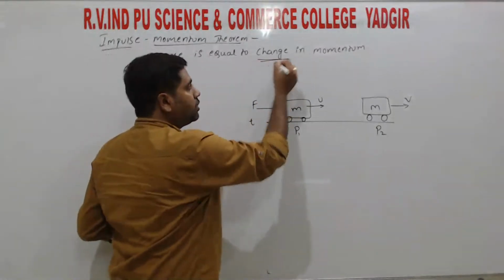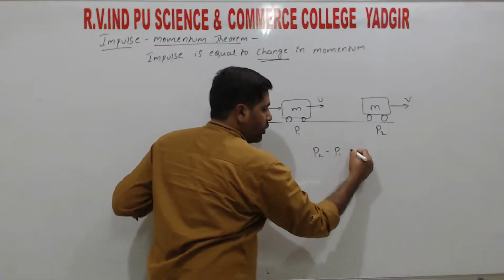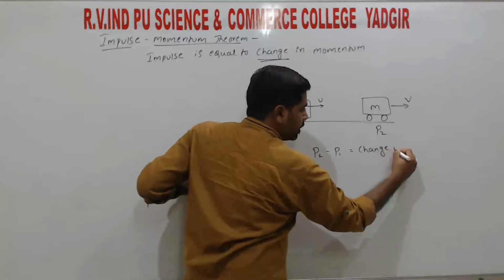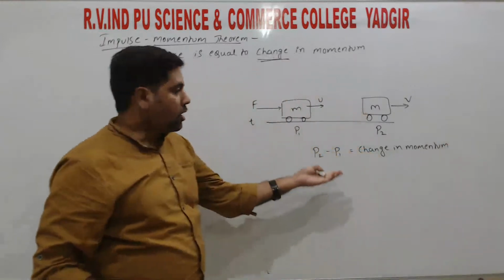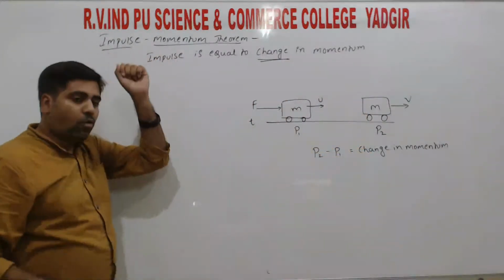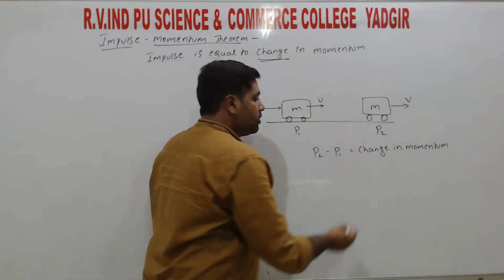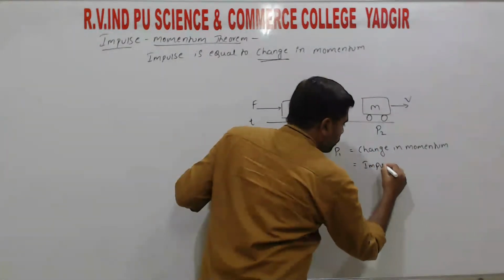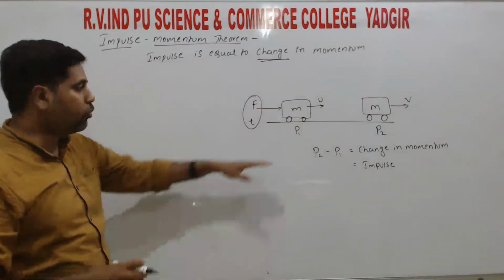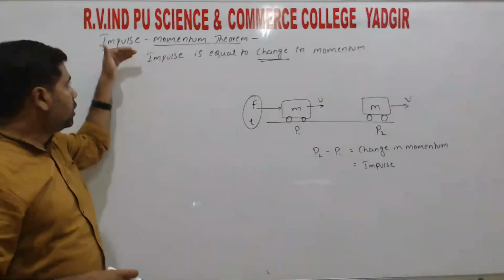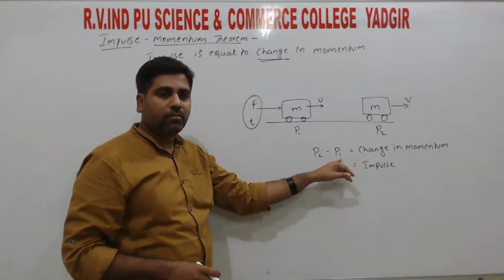Here the change in momentum, that means the difference, final momentum minus initial momentum, we call the change in momentum, or linear momentum. Simply we call it momentum. This change in momentum is equal to impulse. Impulse means force into time, right? We need to prove this. That gives the statement of the impulse momentum theorem: impulse is equal to change in momentum.